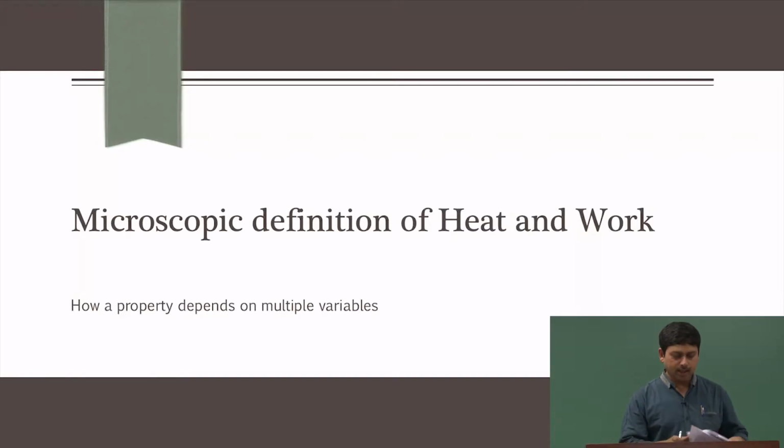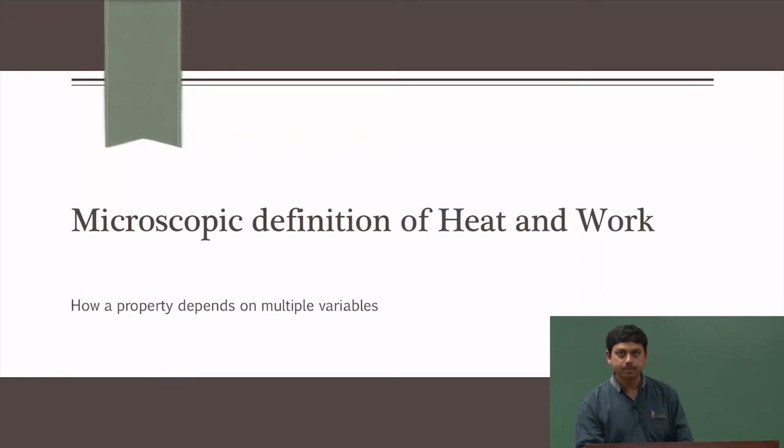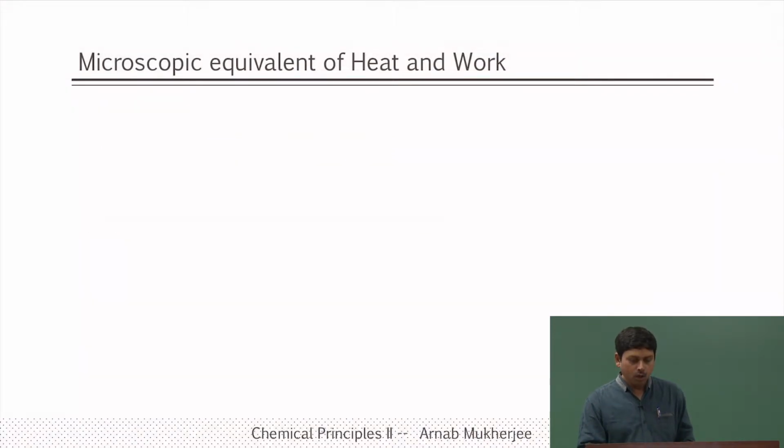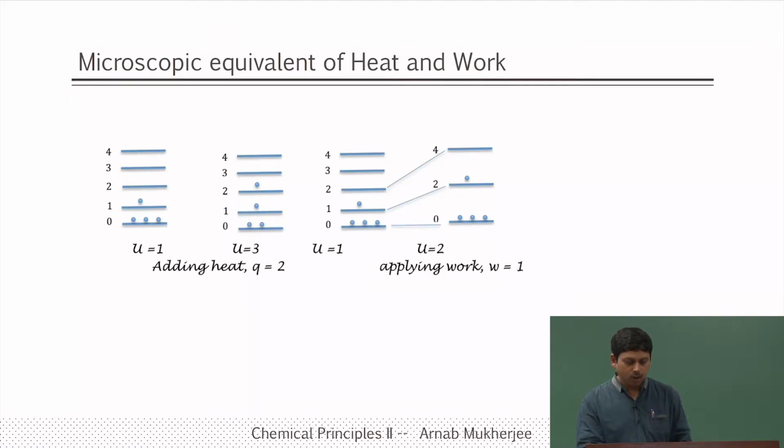So, now let us review a little bit about the microscopic definition of heat and work. How do you understand heat and work in terms of atoms and molecules? Okay. So, let us say I have the system. You know that every atom or every molecule is arranged according to different energy levels according to quantum mechanics, right. Even though classically the levels are very close together, the energies are discrete or quantized.